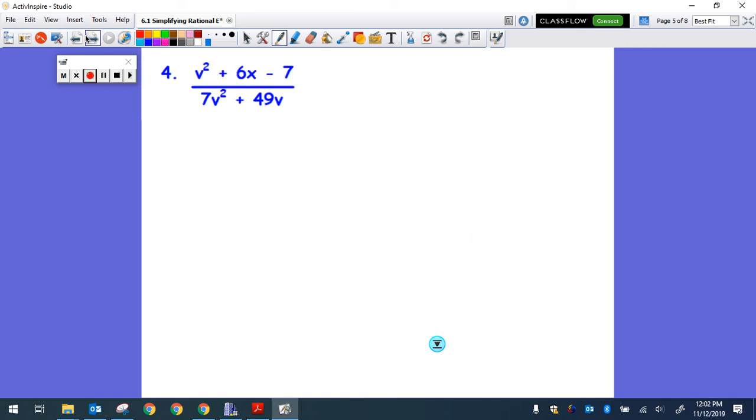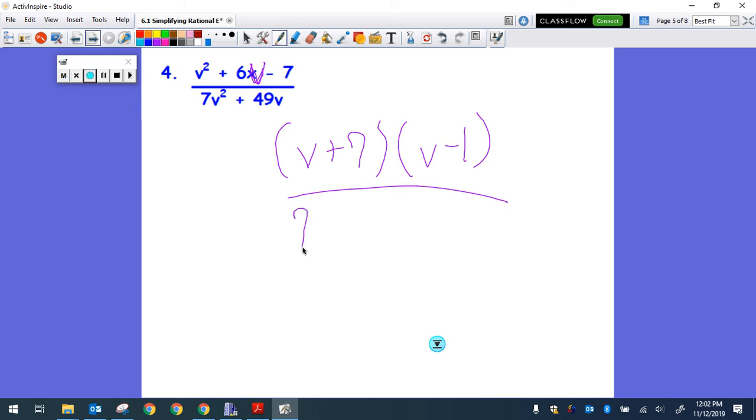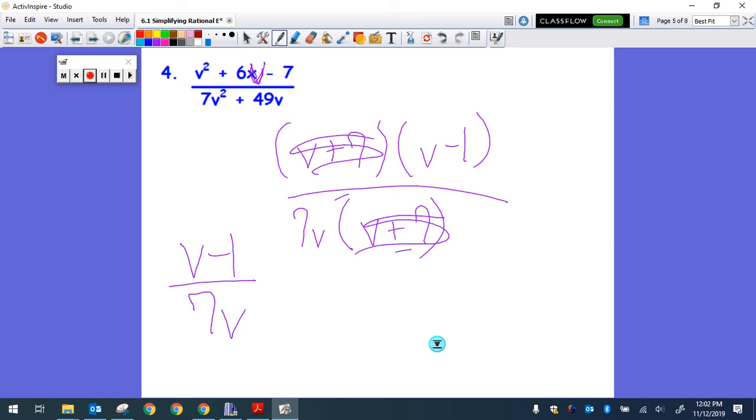All right, the v's on top, that will reduce to v plus 7 and v minus 1. This right here should be a v also. That's a v. And then on bottom, I can take out a 7v. And that's going to leave me with a v plus 7 on the inside. So I can cancel out my v plus 7's. My final answer is v minus 1 over 7v.